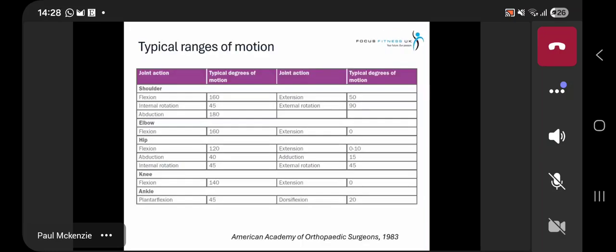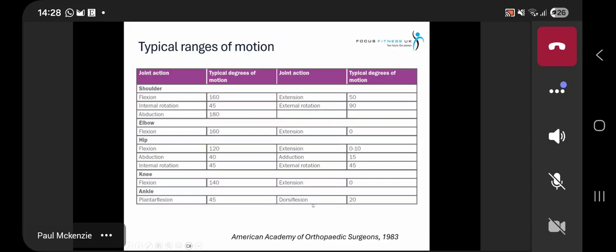So this table, do not try to commit it to memory, okay? In all my years in this industry, which are many, many years, and working as a sports therapist as well, I don't even know these, and there's no need. I think it's important to be aware of them and have access to these figures, but no need to try to remember them.